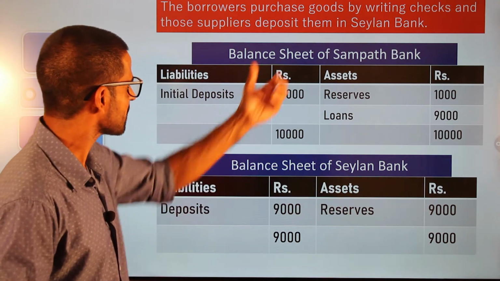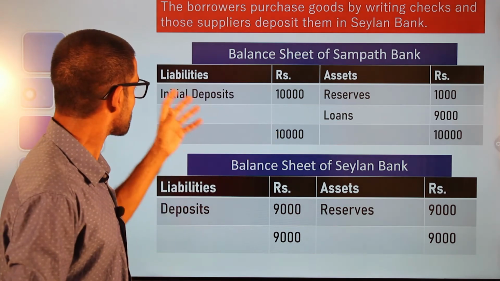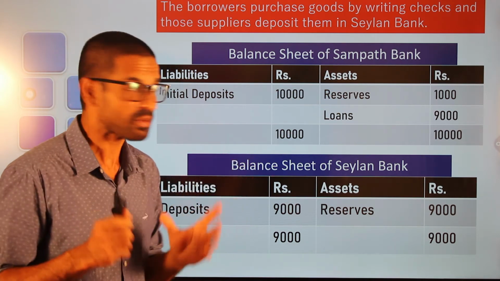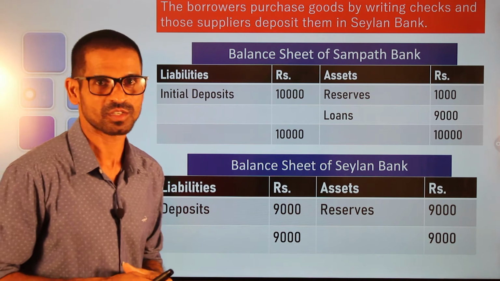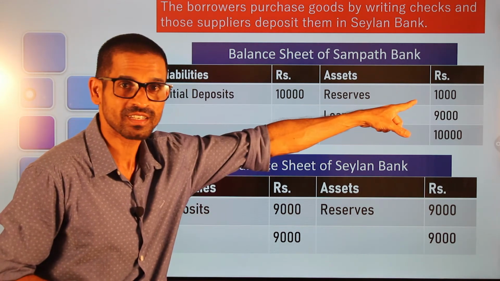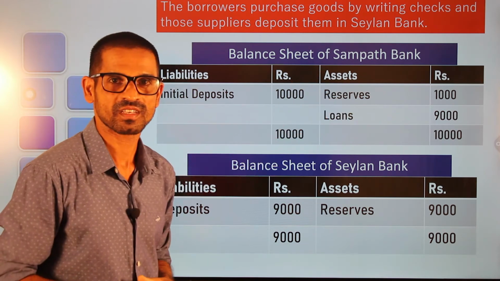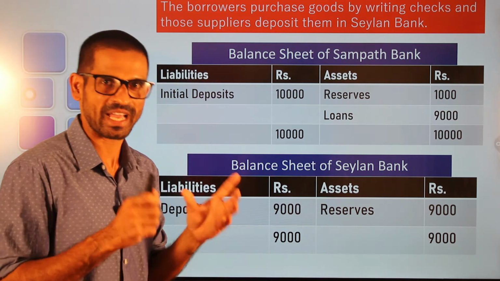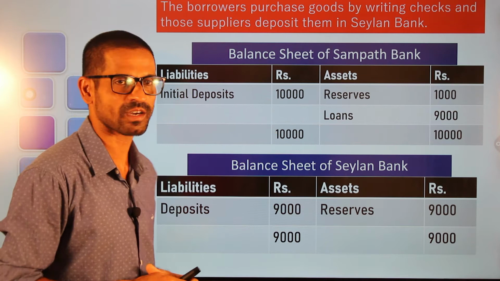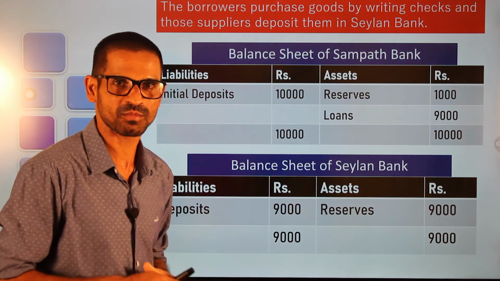Now you can see the balance sheet of Sampath Bank, right? Deposits 10,000, reserves 1,000. Can Sampath Bank grant any more loans? No, Sampath Bank cannot grant any more loans. Why is that? Because this 1,000 is the required reserve, which is 10% of deposits. It's a legal requirement. The bank has to keep it, right? 10% of 10,000. So Sampath Bank cannot grant any more loans.